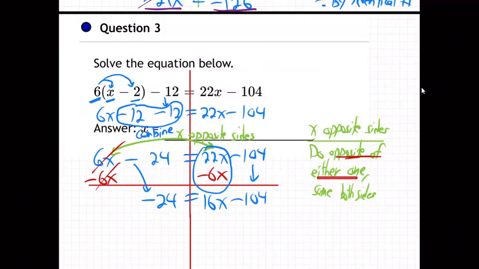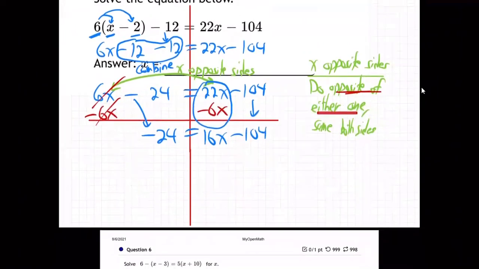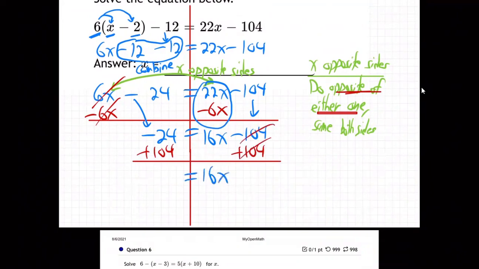Okay, and now X is on the right side. That's fine. Right side, left side, whatever. X is yelling out, I want to be alone. So you know what we do? We save the 16x. We save the 16, which is right next to the X. Save that for the end. And let's go on and let's add the 104 to both sides. Cancels, cancels.